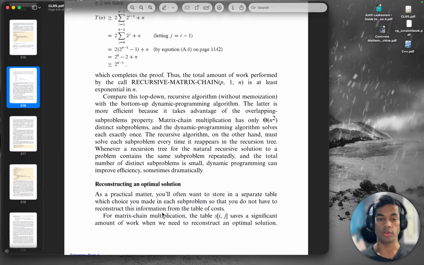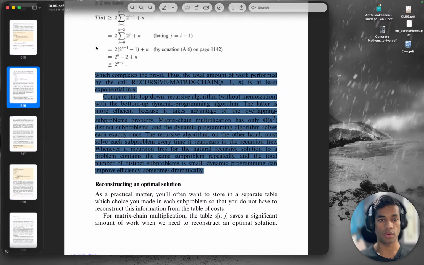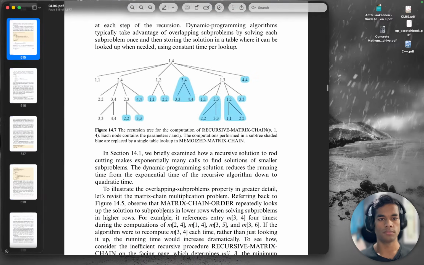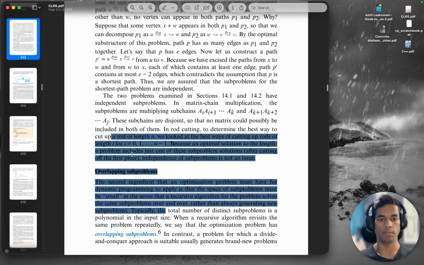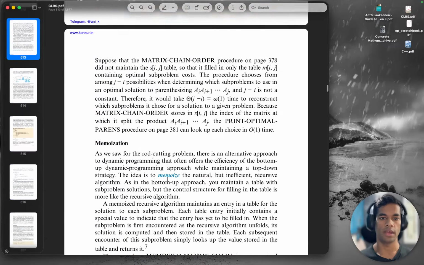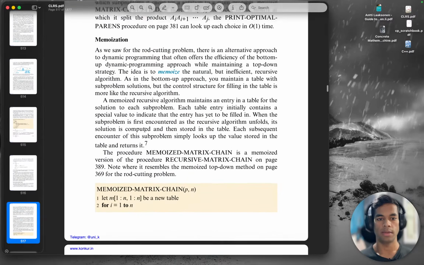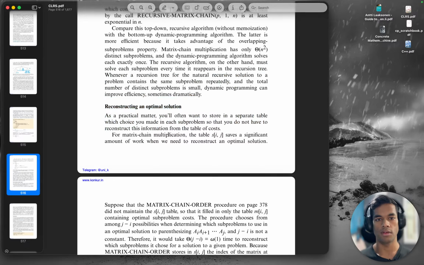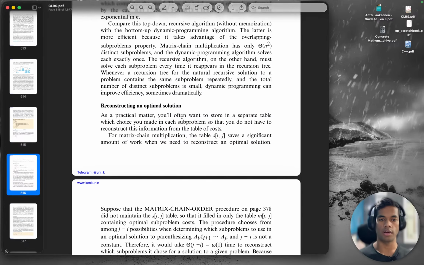Reconstructing an optimal solution, that would be the next step. But from this whole overlapping subproblem part, we can conclude that depending on the number of distinct subproblems that we have, dynamic programming can drastically improve our running time. And that is cool.